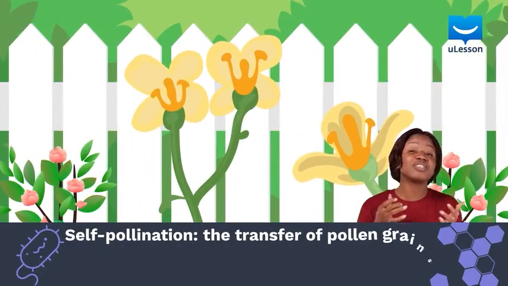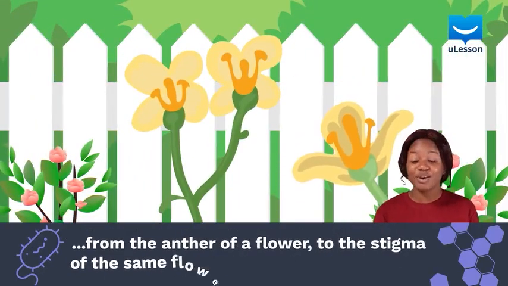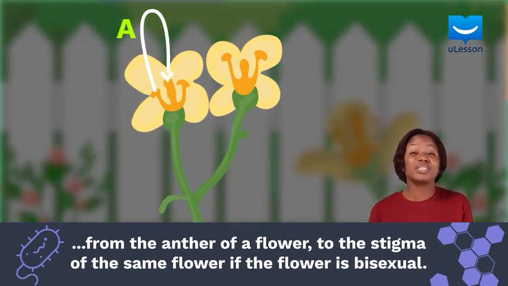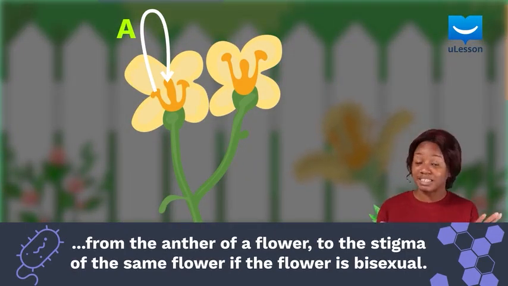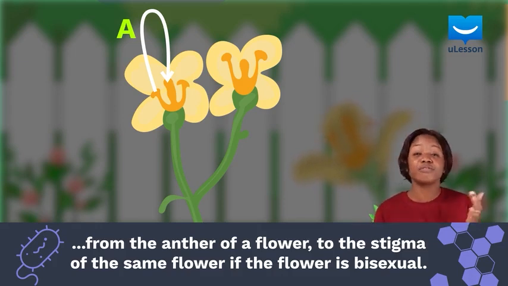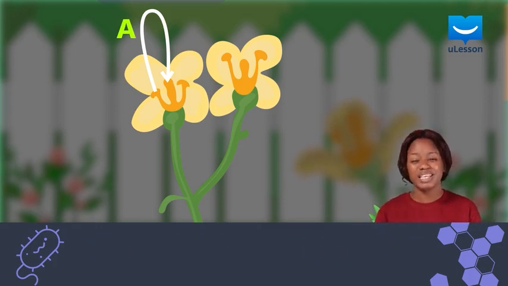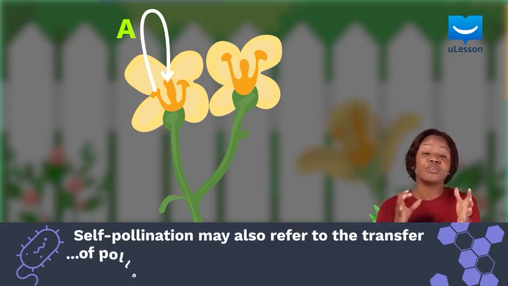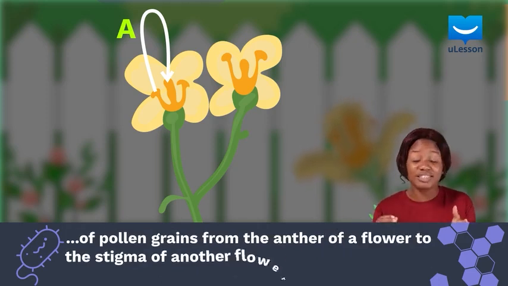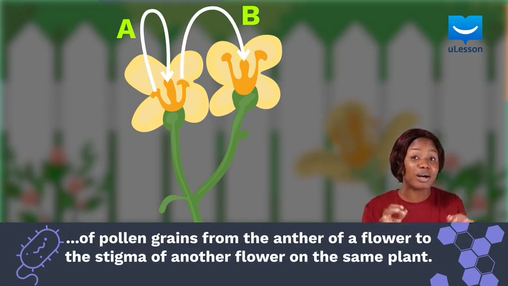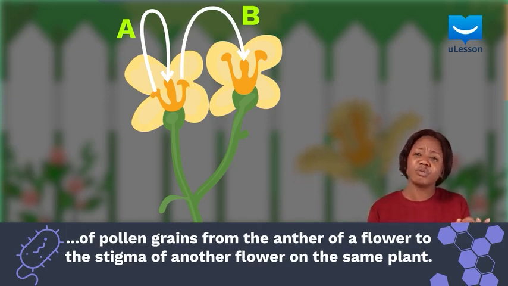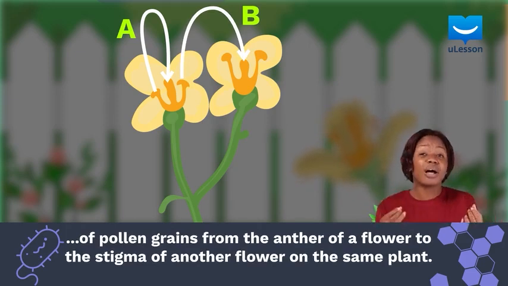As a quick reminder, self-pollination refers to the transfer of pollen grains from the anther of a flower to the stigma of the same flower if the flower is bisexual. That is, if it has both male and female reproductive organs. Self-pollination may also refer to the transfer of pollen grains from the anther of a flower to the stigma of another flower on the same plant. This could be from a male flower to a female flower on the same plant.